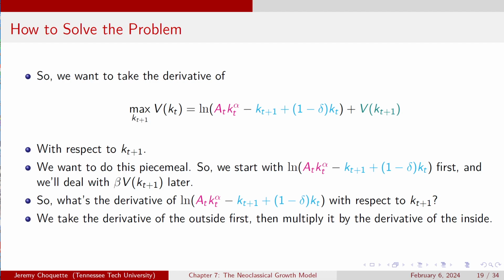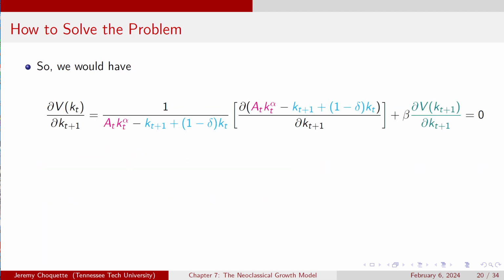Well, take the derivative of the outside first, multiply it by the derivative of the inside because of, well, the chain rule. Okay, so I get my derivative of v of kt with respect to kt plus 1 is 1 over output minus investment, right? At times kt to the alpha minus kt plus 1 minus delta kt. And I'm going to multiply that by the derivative of that constraint with respect to kt plus 1. And then I got that beta times partial v of kt plus 1 with respect to kt plus 1 equals 0. Let's look at just this stuff first.